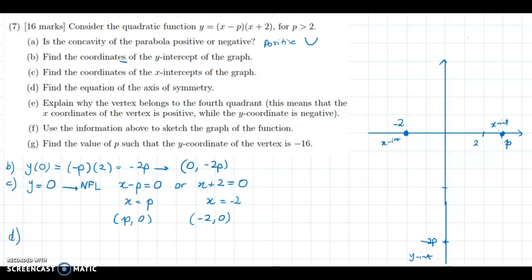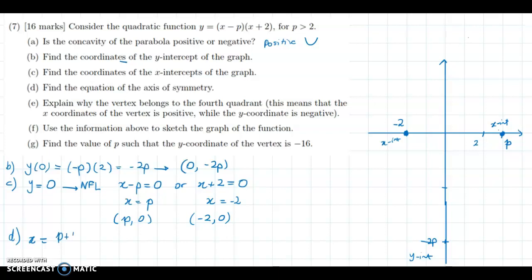We also want to write down the equation of the axis of symmetry. So we want to know what is halfway between the two x-intercepts. So the equation is going to be given by taking the average of the x-coordinates of the x-intercepts.